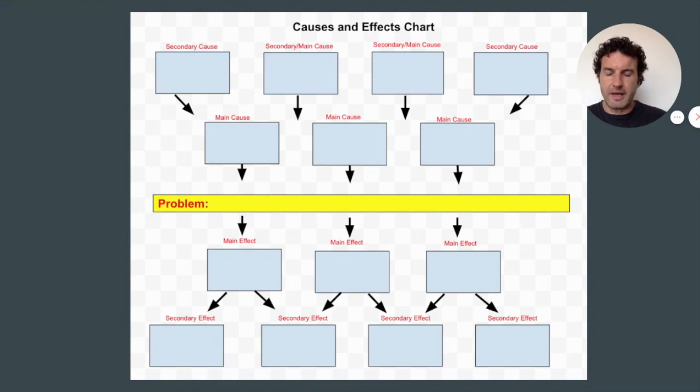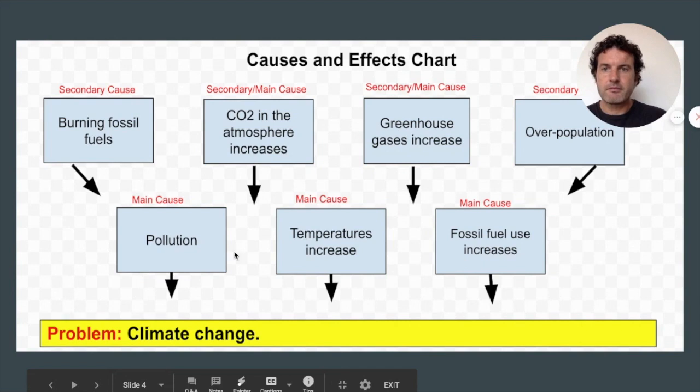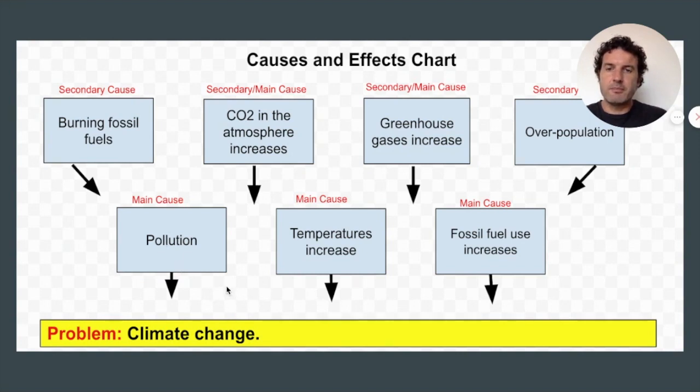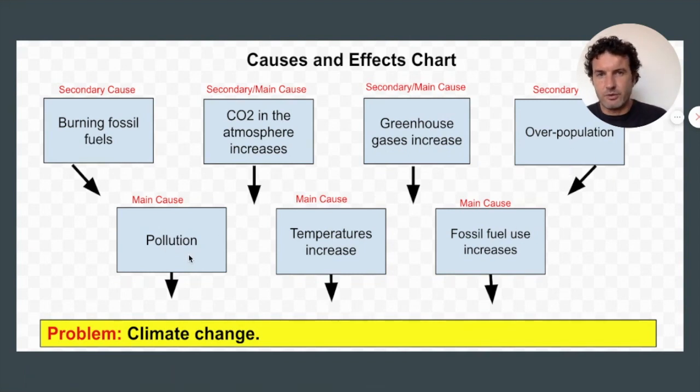So for example, going back to that video about climate change, we can see here that here is our problem, climate change, and then I was able to identify 3 main causes of climate change from the video, and then some different secondary causes. And we can see here that when we look at the causes, they are very much interconnected. So burning fossil fuels, we can see, causes pollution, which in turn causes climate change. But burning fossil fuels is also linked with overpopulation. And of course, overpopulation is connected with pollution.